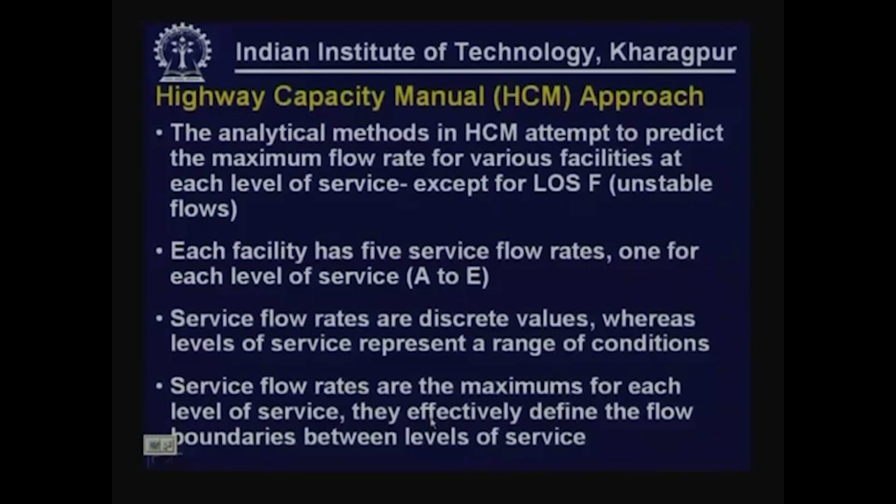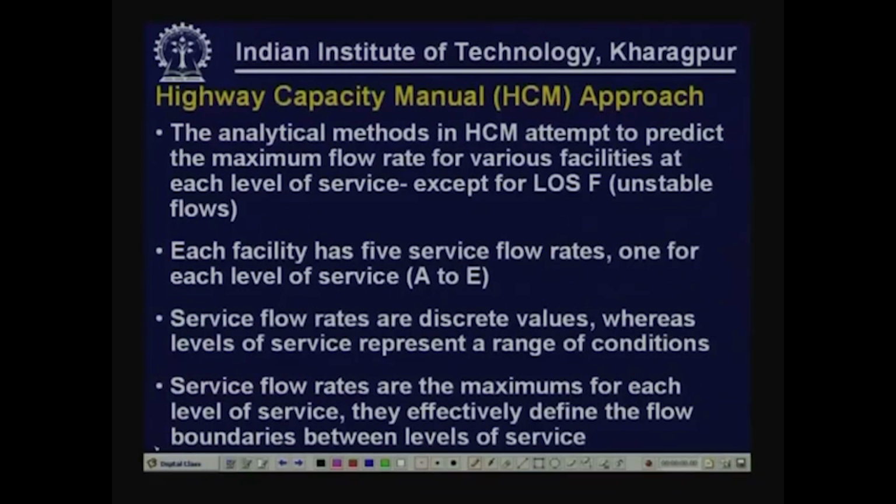Now, coming to the Highway Capacity Manual approach, the analytical methods in HCM attempt to predict the maximum flow rate for various facilities at each level of service except LOS F, as already stated, because LOS F represents unstable flow. Each facility has 5 service flow rates, one for each level of service, that is A to E. Service flow rates are discrete values, whereas level of service represents a range of conditions.